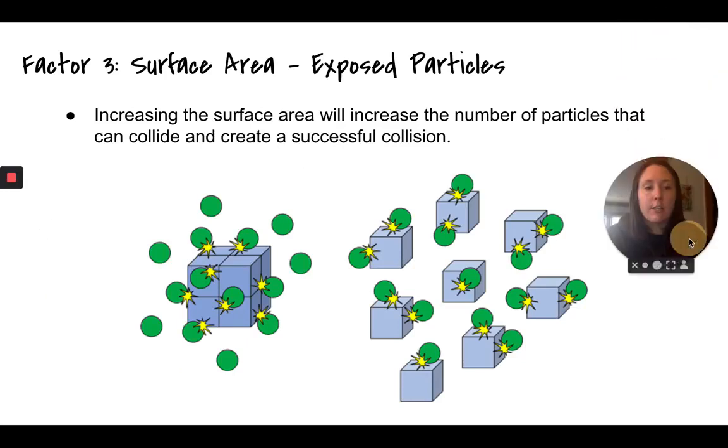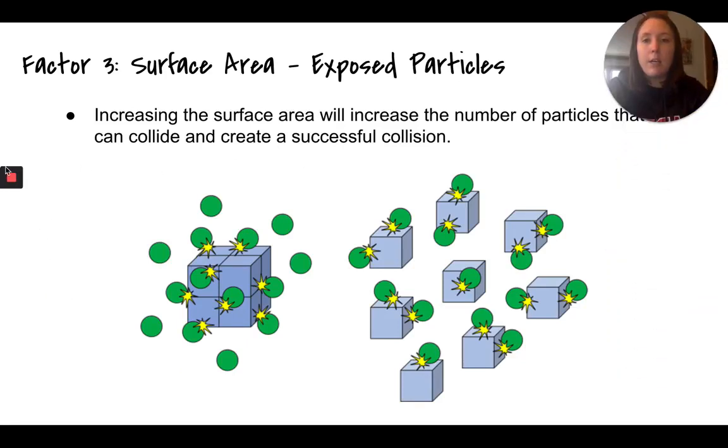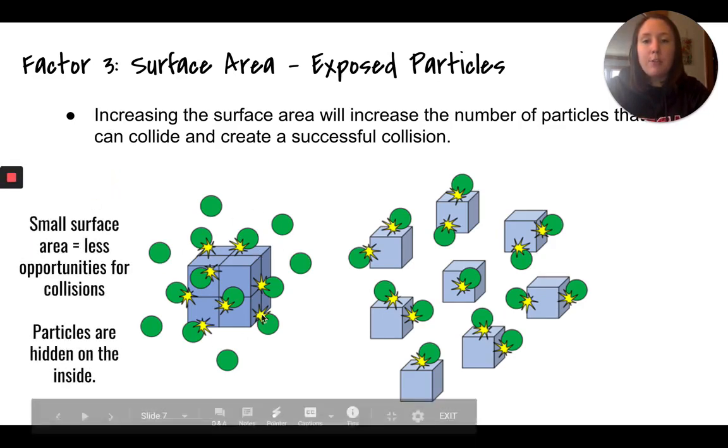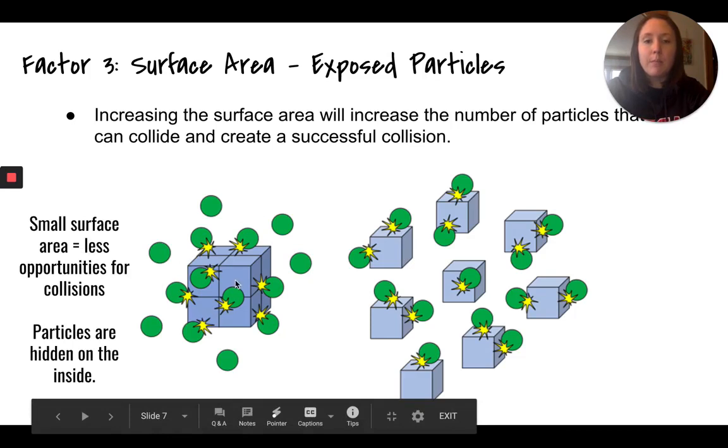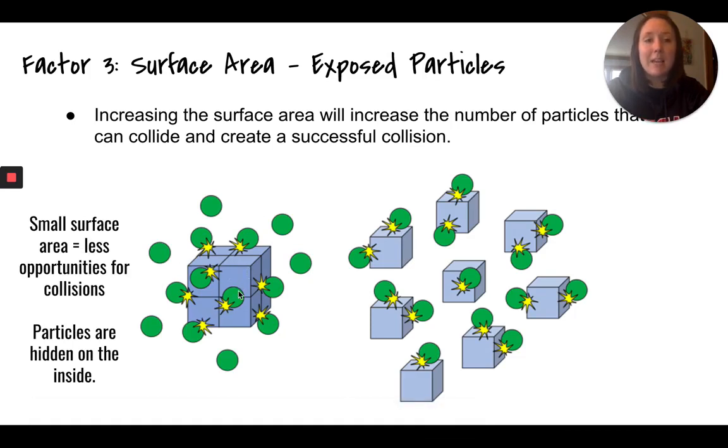The third factor is surface area. Increasing the surface area will increase the number of particles that are able to collide and create that successful collision. So if you think about what surface area means in terms of math, this image over here on the left has a low surface area. There's less opportunities for the particles to collide because some particles are hidden on the inside. They're not exposed on the surface, so they're not going to be able to react.